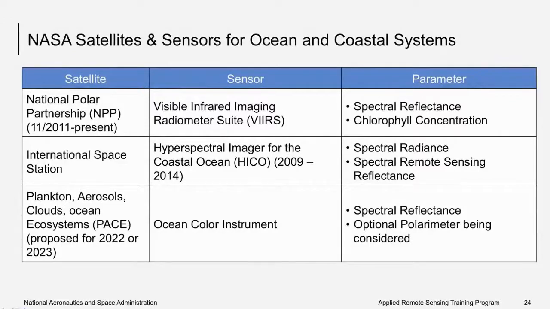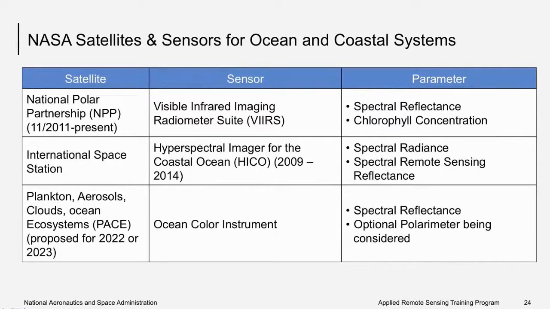Other ocean color satellites include the Suomi National Polar Partnership, or NPP, which hosts the Visible Infrared Imaging Radiometer Suite, or VIIRS. This sensor is used for spectral reflectance and to infer chlorophyll concentration.